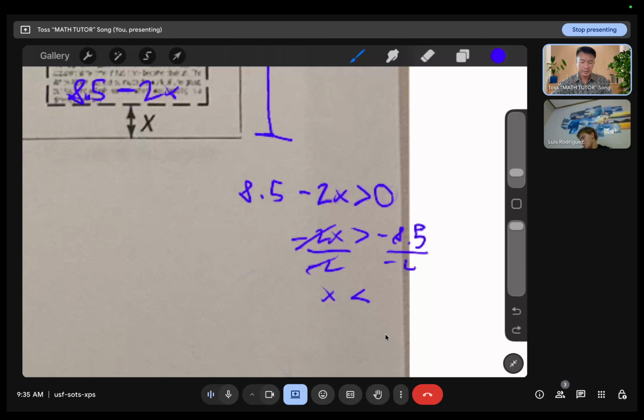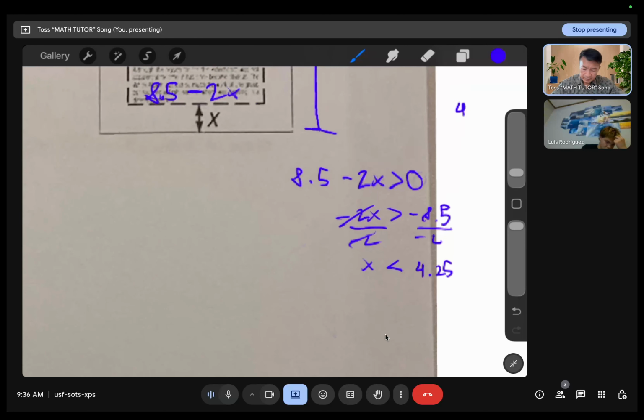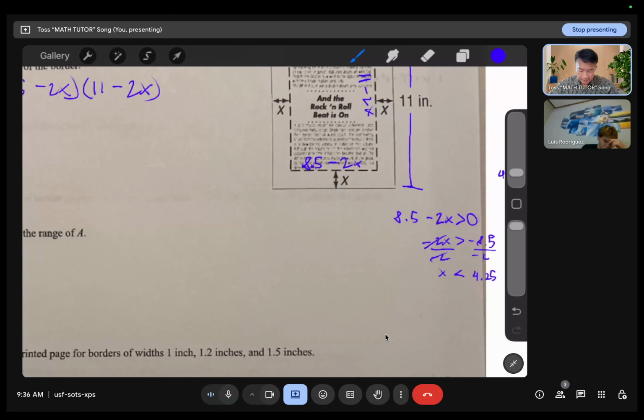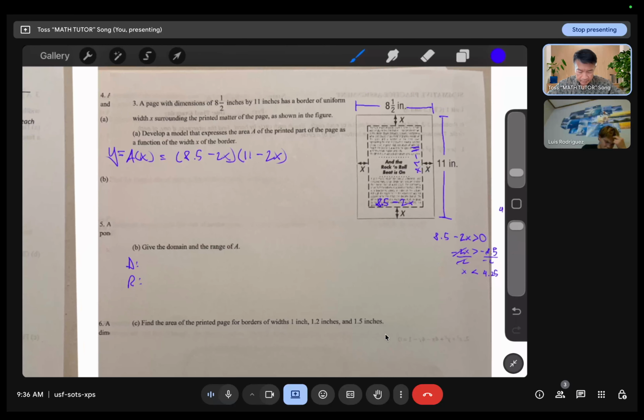But let me do this first. What is half of that? Half of 8 is 4. Half of 5 is 2.5. So it's 4.25. Check my math. Is that right? And then you have to put it together this way for the domain. So the domain will be between 0 and 4.25.